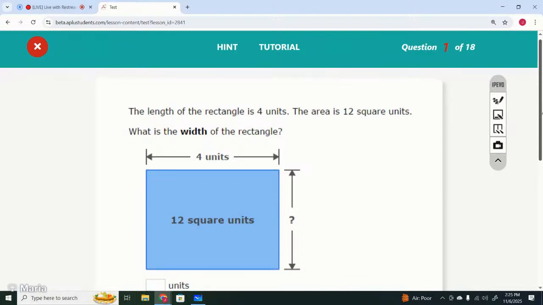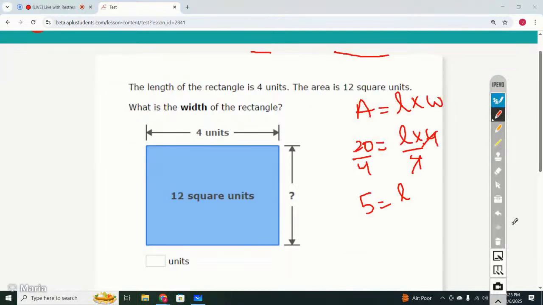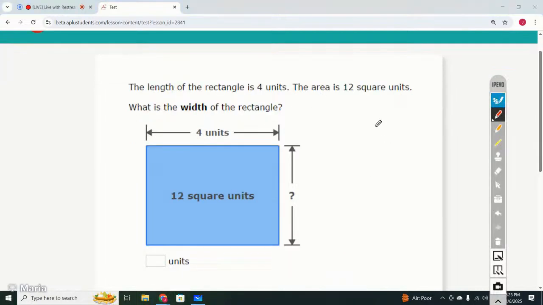The length of the rectangle is 4 units. The area is 12. So we know that area equals length times width. You are given the area is 12, the length is 4. So you need to find a number. 4 times what number is 12?